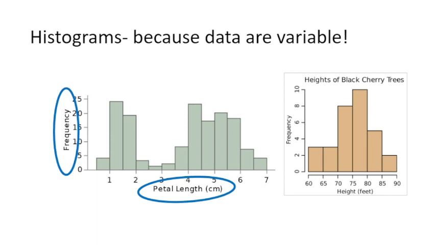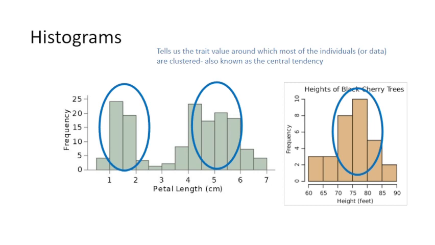Histograms are also a useful way to visually display central tendencies in the data. Central tendencies are where data typically clusters together. In these two histograms, the petal lengths that are 1 to 2 centimeters, as well as 4.5 to roughly 6 centimeters, are the central tendencies. And then for the heights, it's 70 to 85 feet.